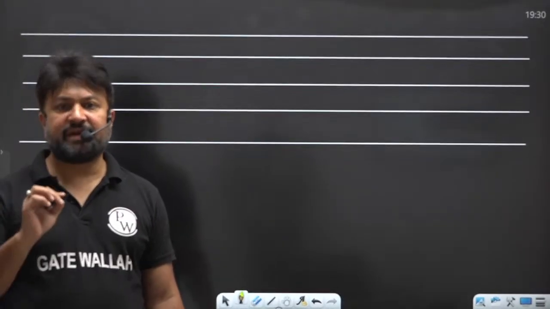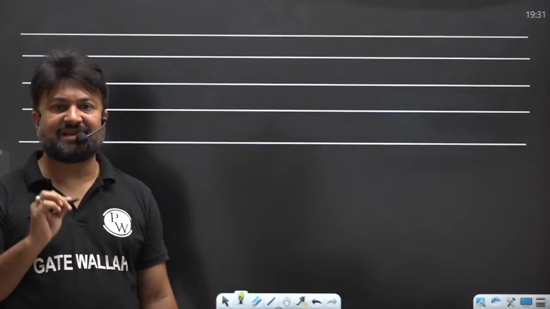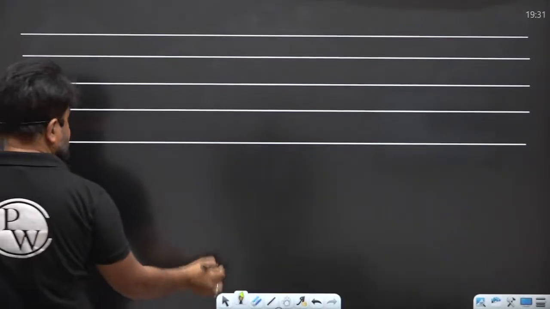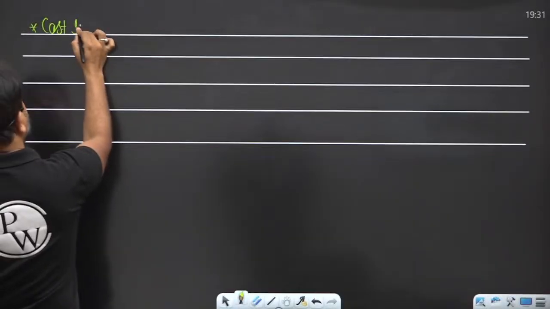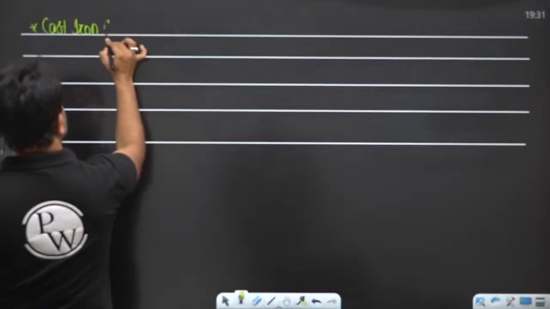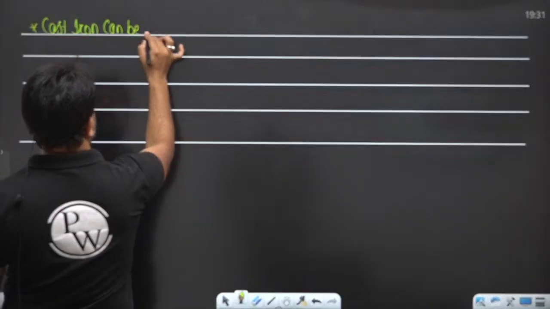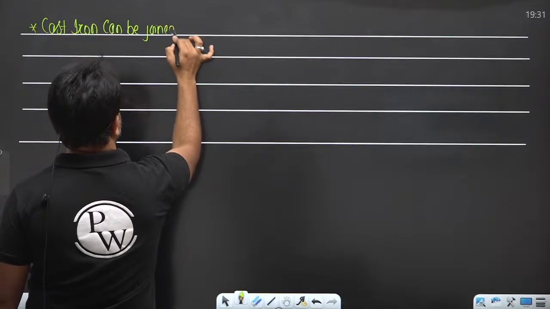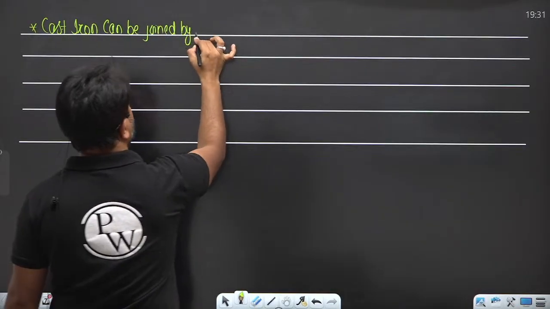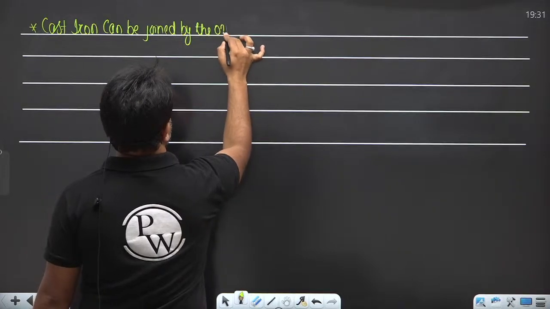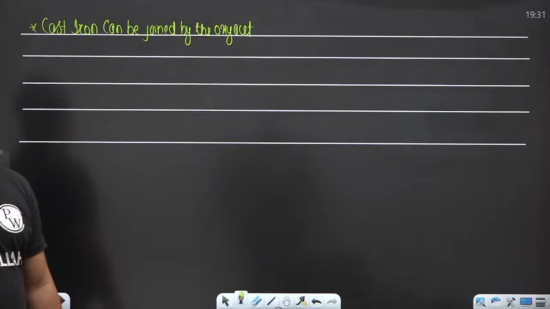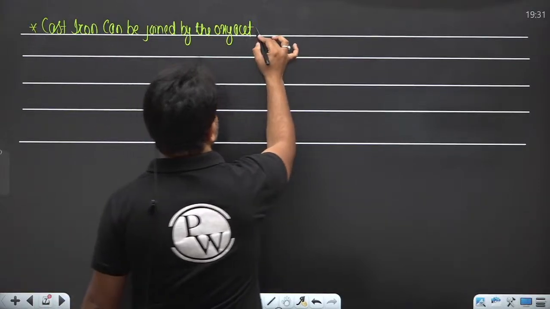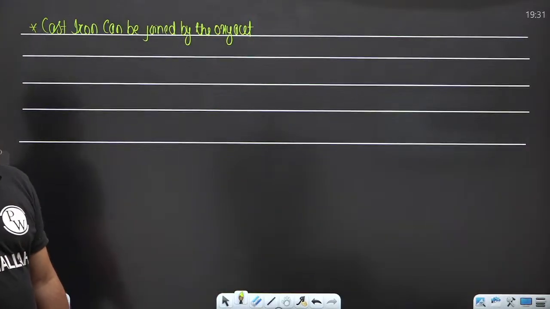Cast iron can be joined by the oxyacetylene brazing, right? Cast iron can be joined by the oxyacetylene.